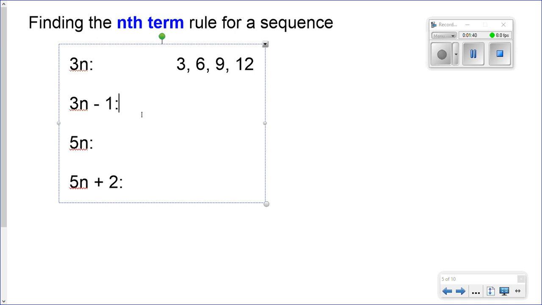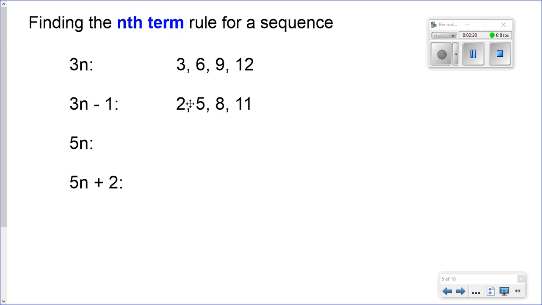Let's have a look at the second one. So the second rule looks very similar, but there's a -1 at the end. So we're going to use the same technique, looking at my first, second, third, and fourth terms. My first term, replacing n with 1, we're going to have 3 times 1, take away 1, which is equal to 2. Then we're going to have our second term, 3 times 2, take away 1, which is 5. Then 3 times 3, take away 1, which is 8. And then 3 times 4, take away 1, which is 11.